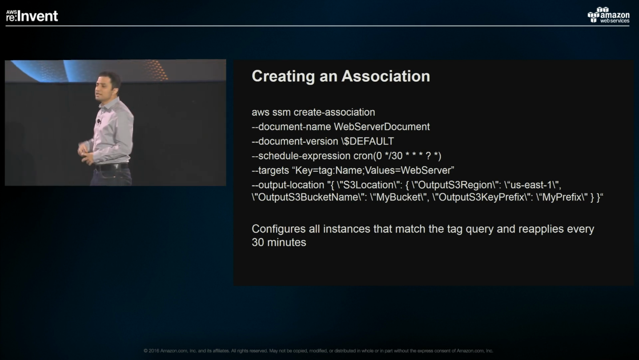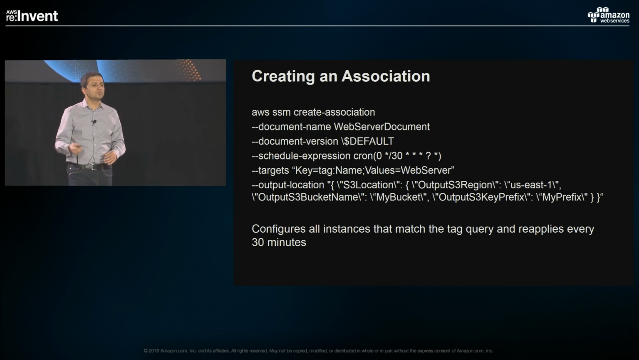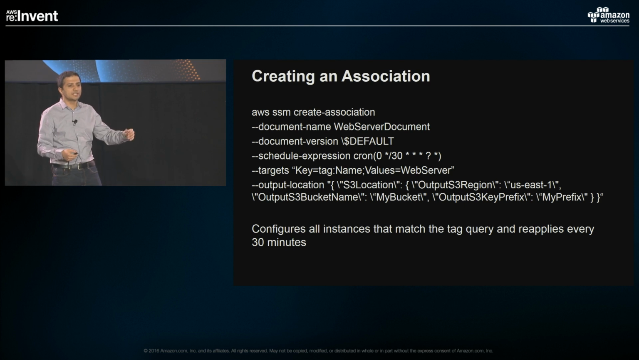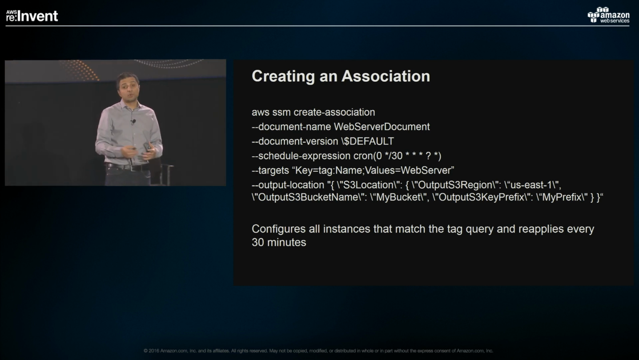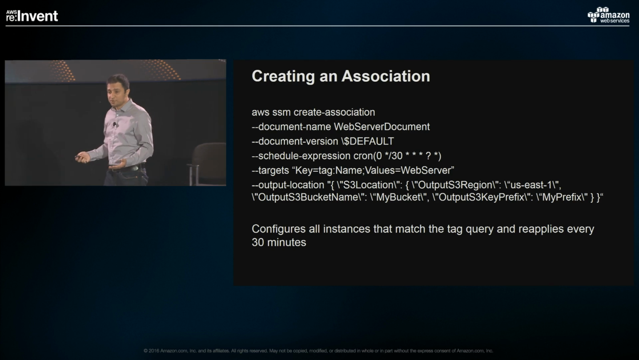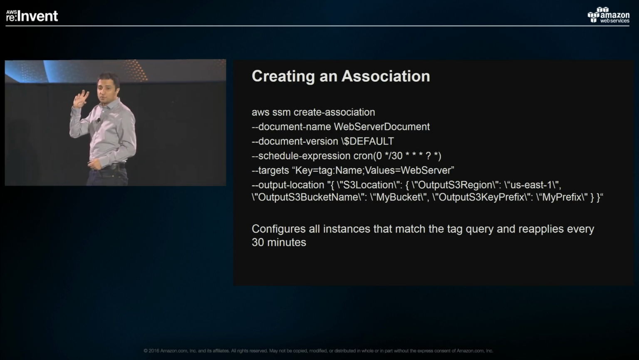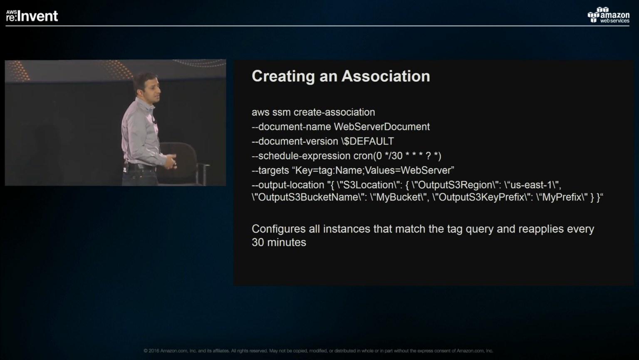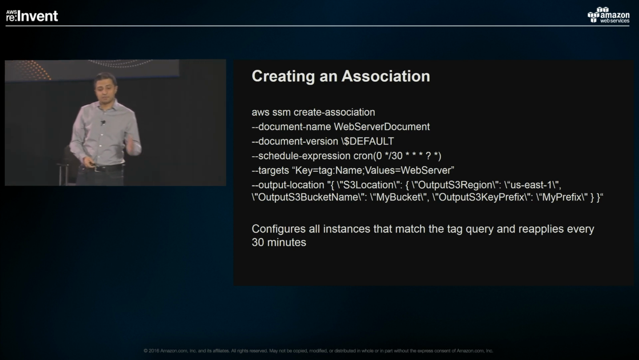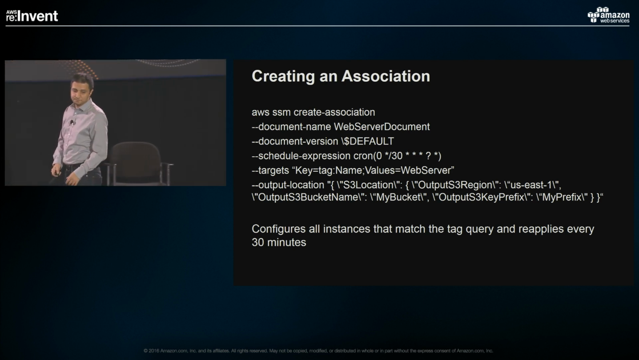And then I give an optional S3 location where I can keep all my detailed logs so I can go and grep and see some of the detailed execution results. So what this command will do is configure all my instances that match that tag query to apply the web server document, which can really contain a bunch of things like configuring software or checking firewall ports or whatever else you want, and then applying it against that target.